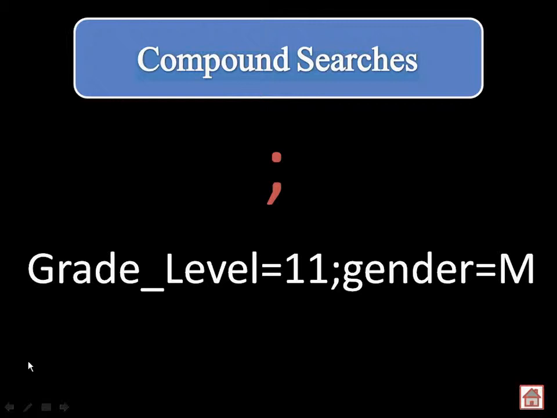For example, look at this example here. I'm looking for grade level, that's my field. My comparator is equals 11. So I'm looking for all the kids that are in grade 11. But I also want to look for kids that are grade 11 and that their gender is equal to M, or in other words, males. To be able to use those two search commands, I have to put the semicolon in between them with no spaces. And when I type that in together, into my search box, it's going to find all the kids in grade 11 that are males. And I have just completed a compound search.